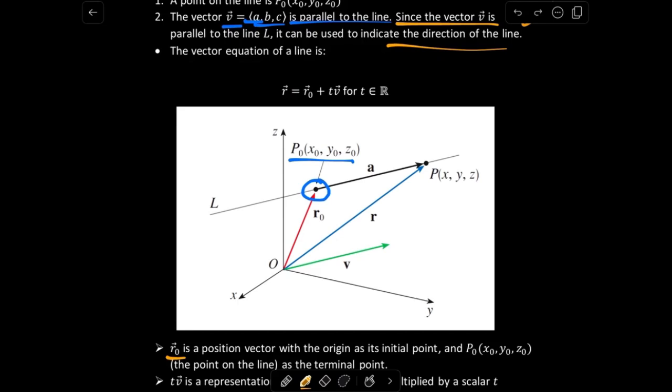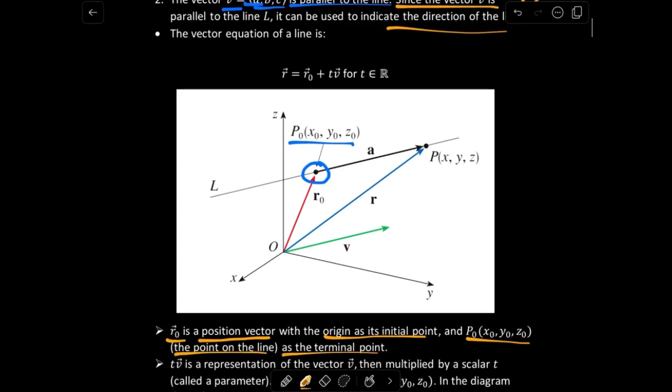R0 is a position vector. Let's remember what a position vector is. A position vector starts at the origin and then goes to some point in space. So r sub 0 is a position vector with the origin as its initial point, hence a position vector, and p0, the point on the line, as the terminal point.